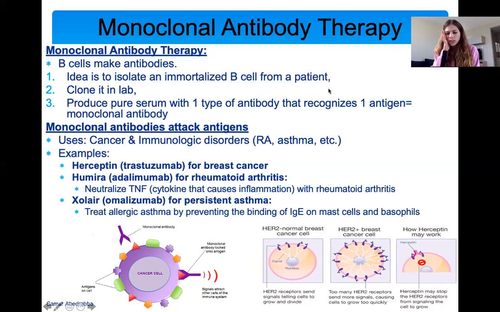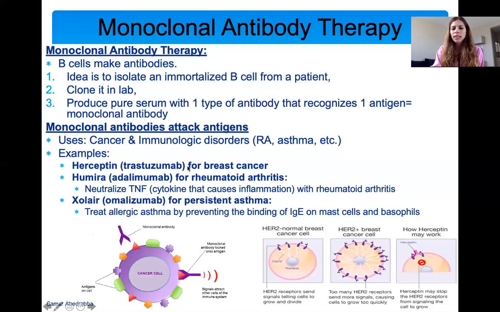So if you have a patient that fought a certain infection, you can take B cells from them because you already know that they're producing antibodies against that infection. You can clone it in lab, meaning make many copies of that B cell, and then you cause that B cell to produce one type of antibody that recognizes one antigen. So that's a monoclonal antibody. And then you can use it in medication, you can inject it in patients who are sick so that it helps them fight whatever it is they're fighting.